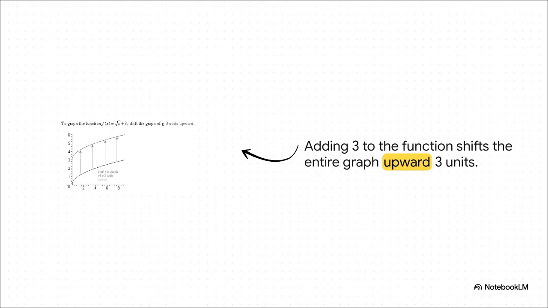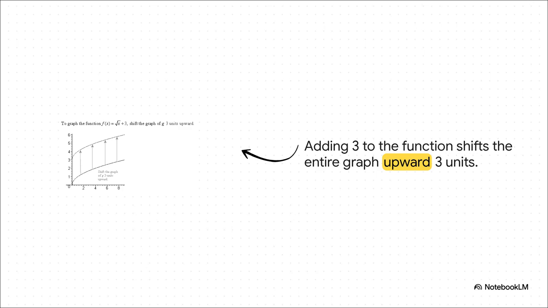And hey, let's just look at a quick proof. We'll start with the basic square root function. Then we graph the square root of x plus 3. And look at that. Every single point on that original curve has just been lifted straight up by 3 units. So the first piece of our code is confirmed.